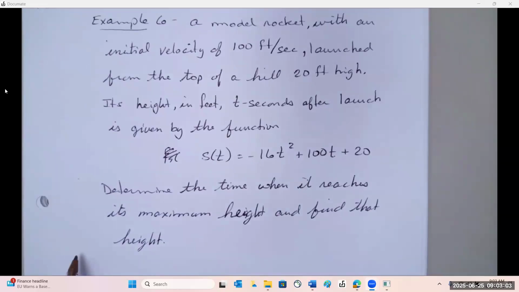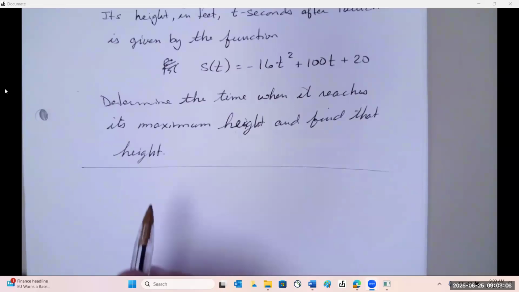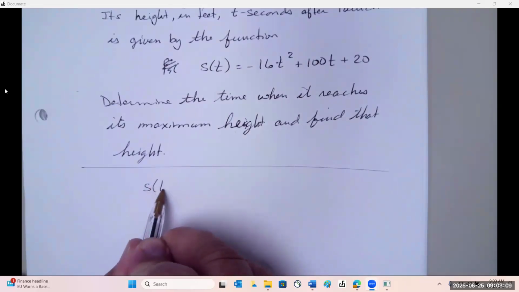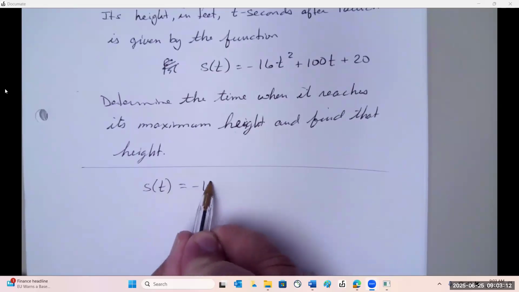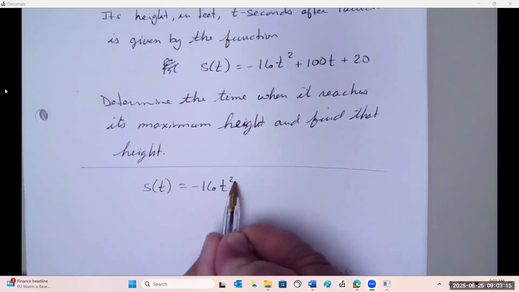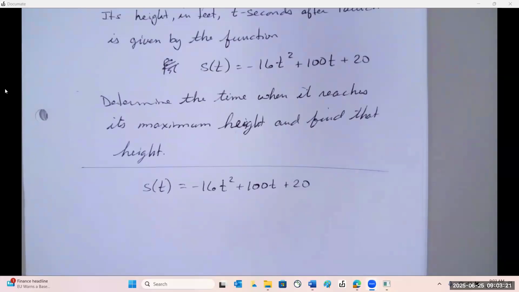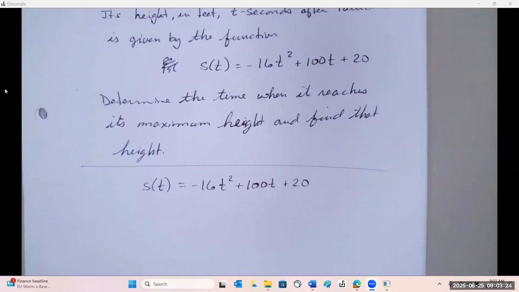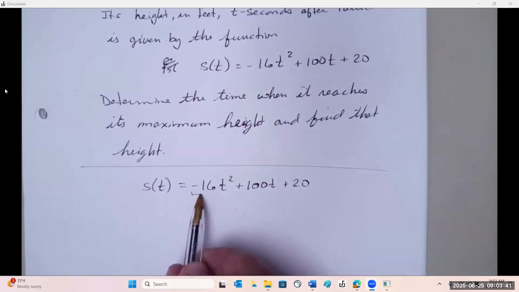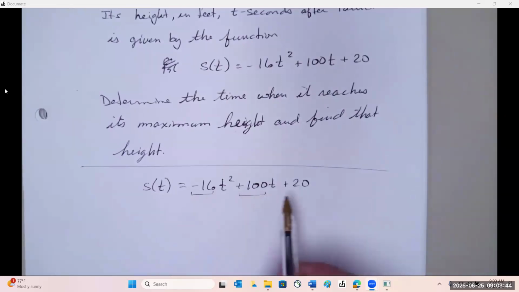So, looking at our function, number 6, section 3. What do we notice about this function? Just by looking at it first, and then we'll describe what the graph's going to look like. Why is it negative 16? Why is it 100? Why is it 20?